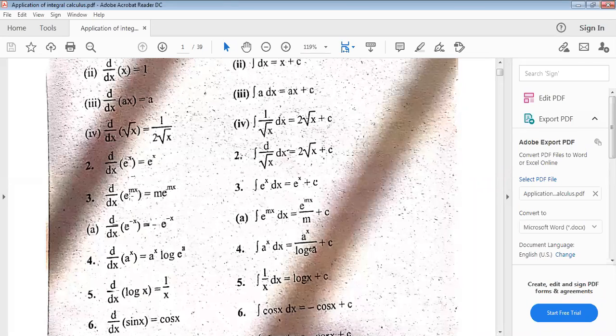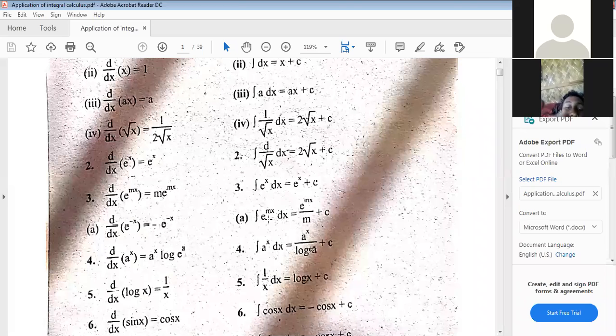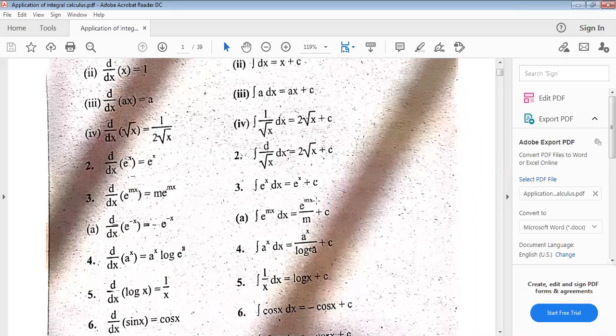And the differentiation of e to the power mx will be m into e to the power mx. In the e to the power x formula, we just multiply with the coefficient of x, which is m. In integration it is similar: we take the e to the power x formula and just divide by the coefficient. So in differentiation we multiply with the coefficient, and in integration we divide by the coefficient. Remember it.